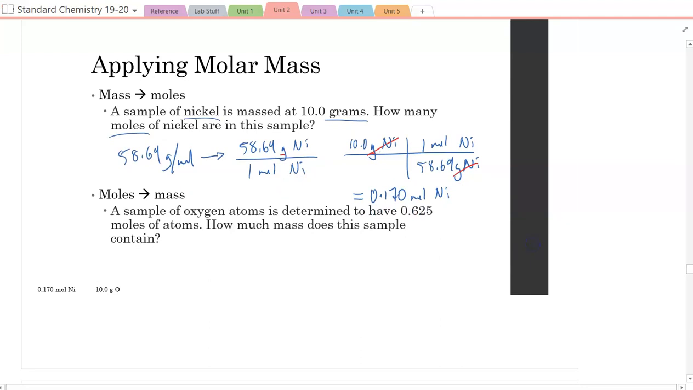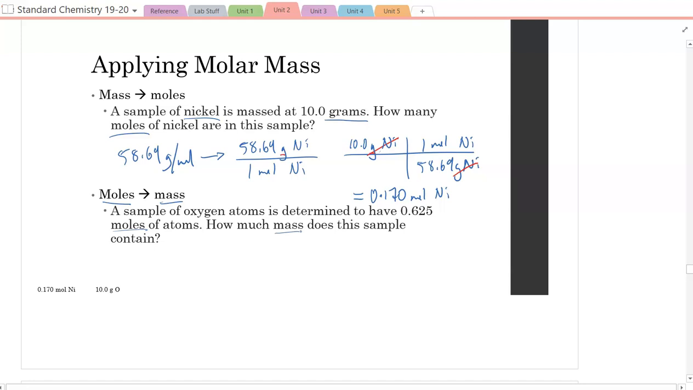All right, let's do it again for moles to mass. This time, it's already laying out the fact that it's moles and mass, but let's see what the problem gives us to know that. A sample of oxygen atoms is determined to have 0.625 moles of atoms. How much mass does the sample contain?